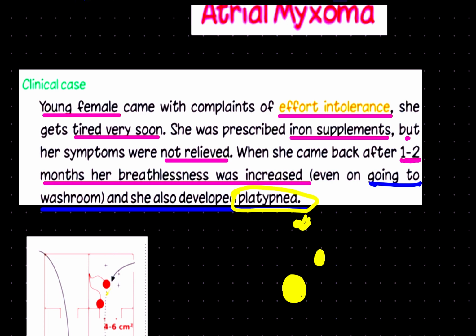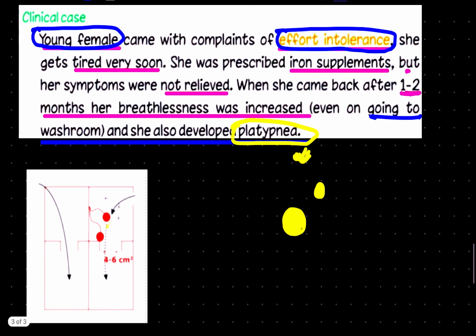Now, what are the keywords in this case scenario? The first is young female. Then effort intolerance. And another is dyspnea. Why dyspnea? Okay, breathlessness. She is feeling breathlessness.